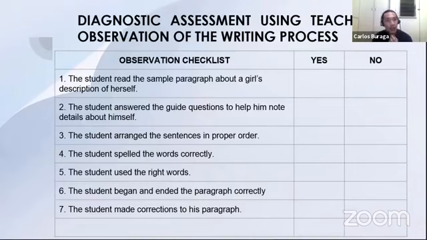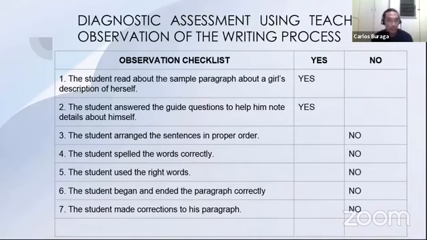And we can modify this. We can use this checklist, and we can modify the indicators based on the test that we gave to the student. So we have here an example observation of a teacher of a child in his writing process. The student was able to read the topic and was able to answer the guide questions. However, he had a problem in organizing his ideas. He had problems in spelling, vocabulary, choice of words, and structure. So because of the assessment we did, we will give proper instructions to the student, to meet his needs.